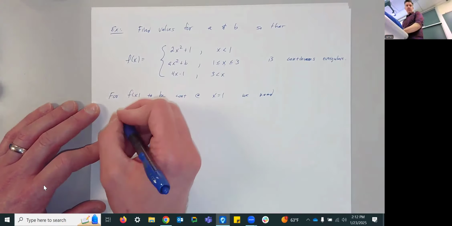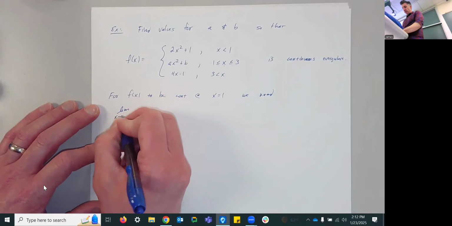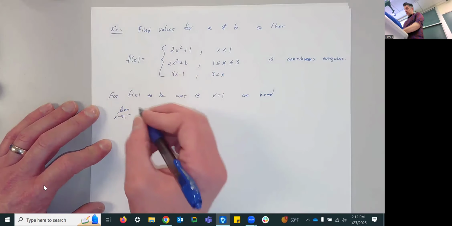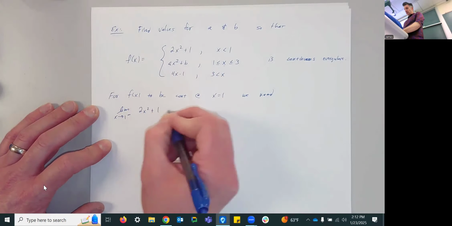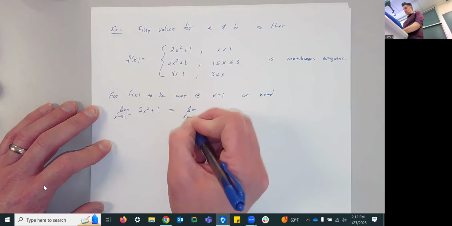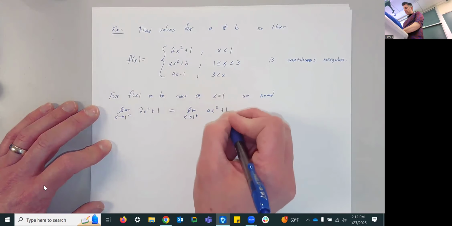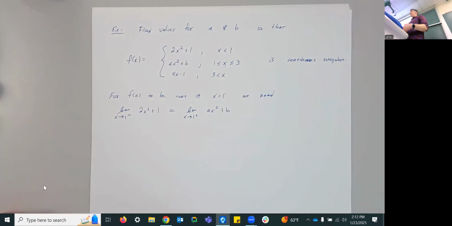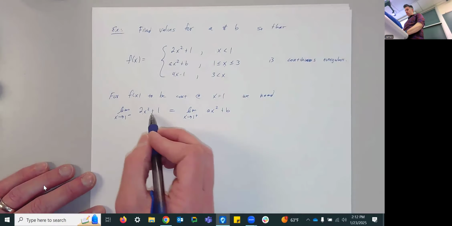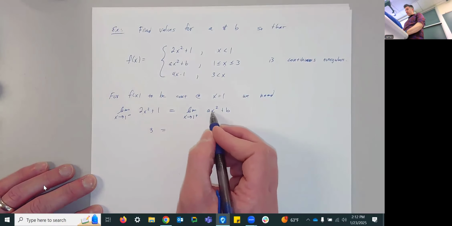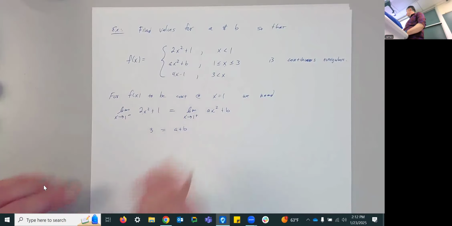So we need the limit as x approaches 1 from the left, which is going to use this 2x squared plus 1 piece, to be equal to the limit as x approaches 1 from the right, which is this ax squared plus b piece. Then we can evaluate the limits easily because we can plug in 1 for x. Plugging in 1 here, we get 2 plus 1, which is 3, equal to a times 1 plus b, which is a plus b.